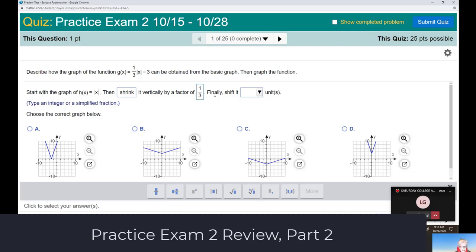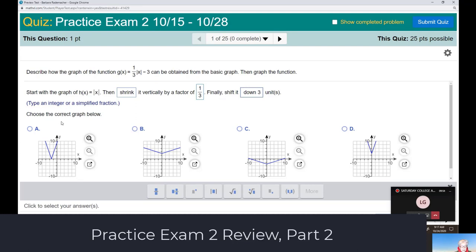Now, finally, shift it. Okay, finally shift it down 3 units. The minus 3 at the right end is the vertical shift, up or down. If it's a plus, you go up. If it's a minus, you go down. So shift it down 3 units.